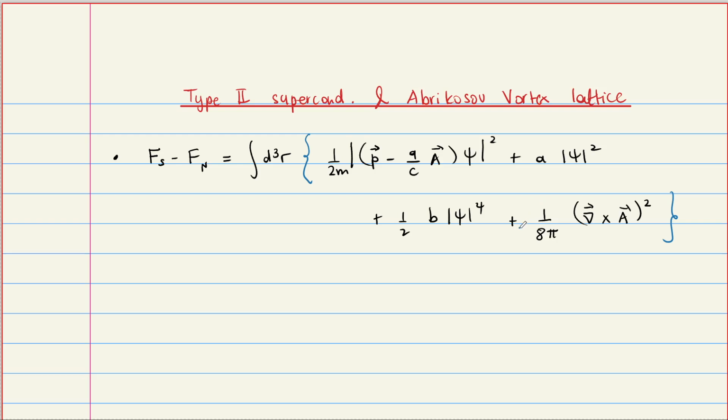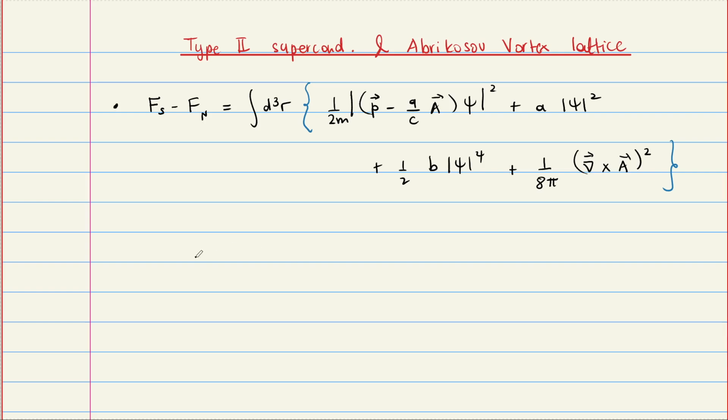So this integral is taking the entire thing, and from the minimization we found a set of equations. The first one was what is sometimes called the Ginzburg-Landau equation. So this is 1 over 2m (P minus Q over C A) squared acting on psi plus A psi plus B psi squared psi is equal to 0. So this is the first equation, which we called the nonlinear Schrödinger equation.